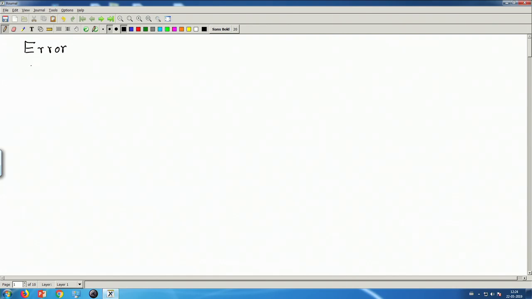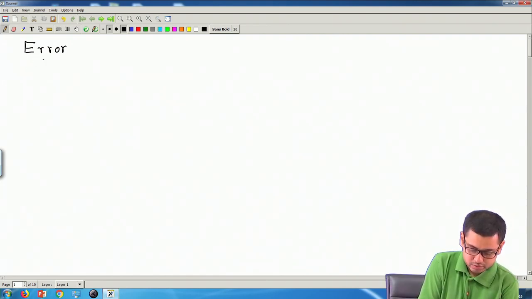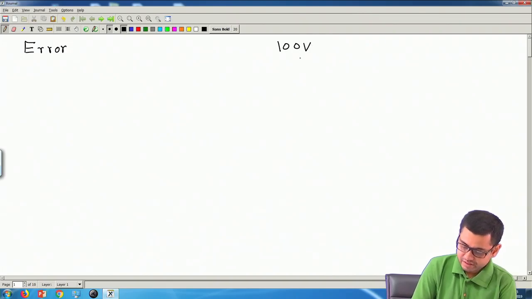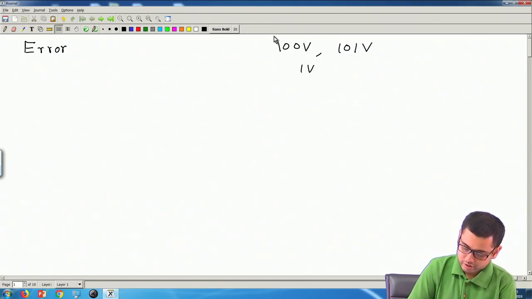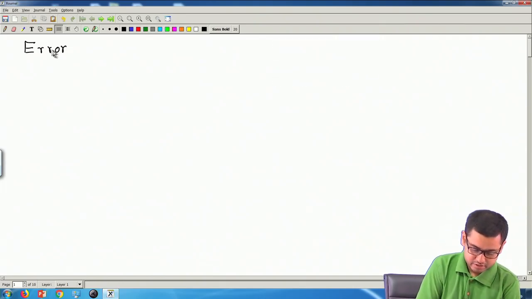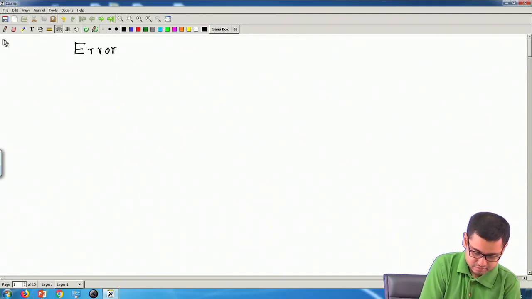So if any quantity has a true value, say I'm measuring a voltage whose true value is 100 volt, but my meter shows it to be 101 volt, then we can say that this 101 minus 100, this 1 volt, is the error, if this is the true value and this is what the meter shows. Okay. So we can define the error as true value minus measured or estimated value.